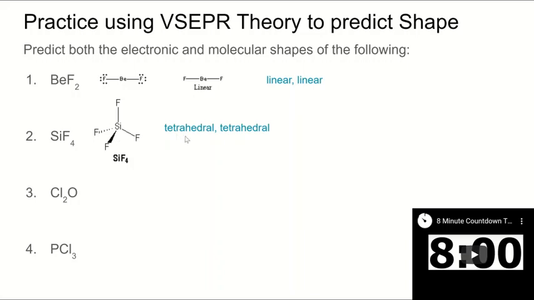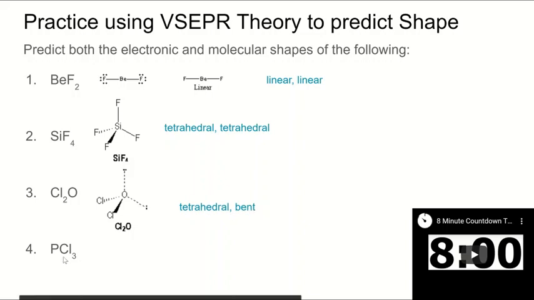All right, so for number 3, you have 2 bonding and 2 lone pairs. So the steric number is 4, giving us an electronic shape of tetrahedral, and then the overall shape is bent. For number 4, PCl3, hopefully your Lewis structure looked like this. Again, we have steric number 4 with 1 lone pair. So the electronic geometry was tetrahedral, and the overall shape is trigonal pyramidal.